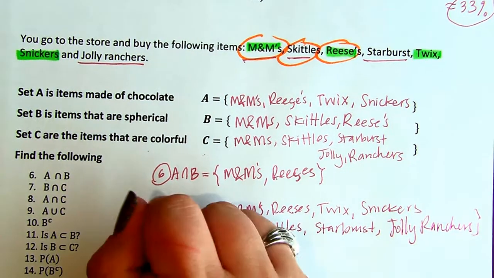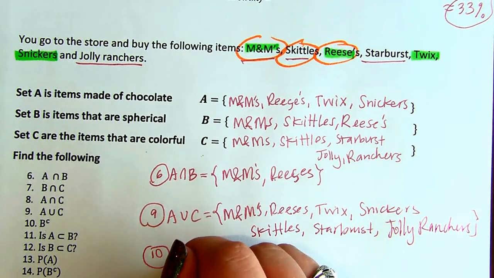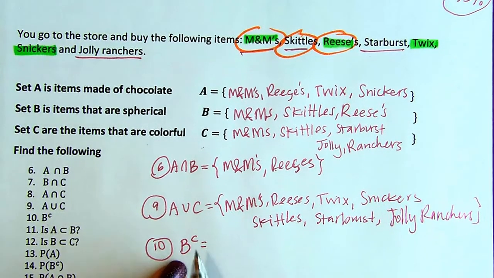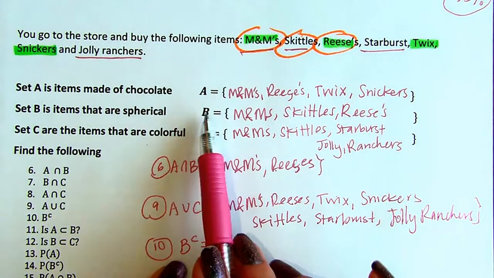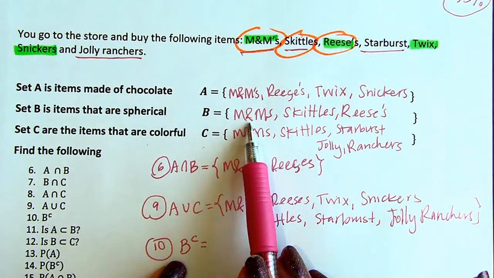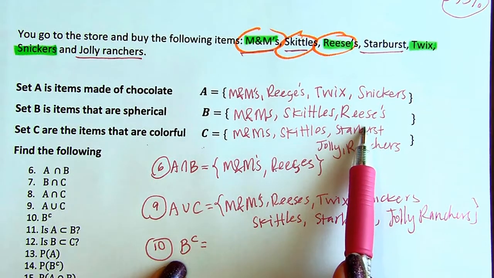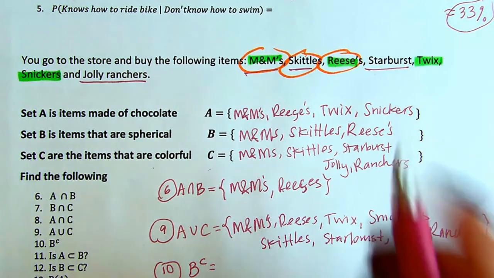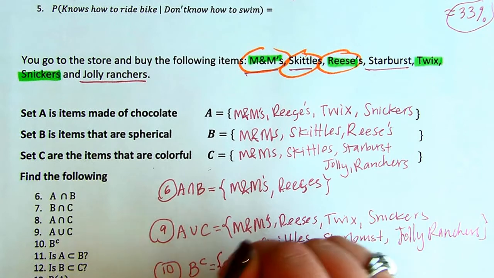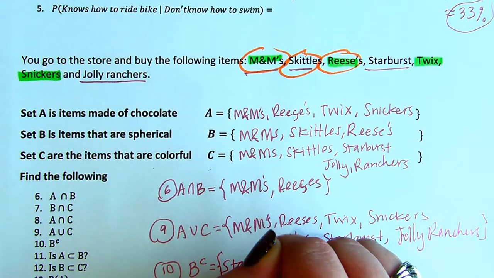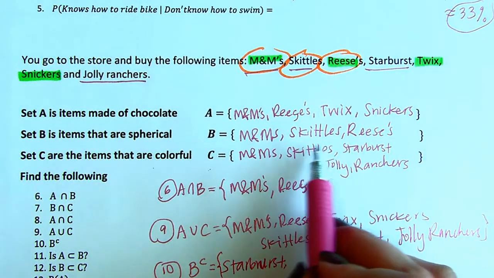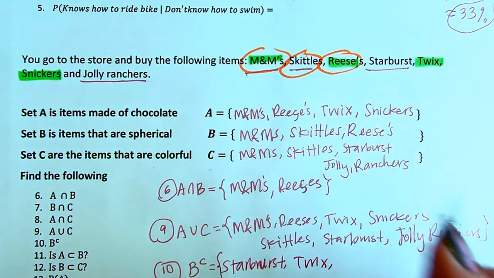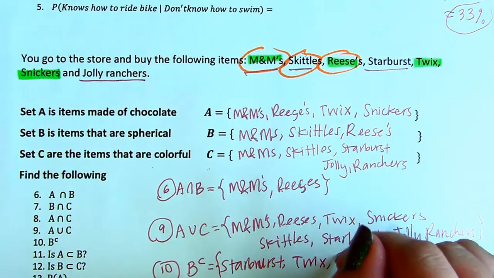10, the complement. B complement. So complement is everything that is not inside of B. So if I look at my B bubble here, I have M&Ms, Skittles, and Reese's. I want everything else in the universe that is not those three things. So we're going to have Starburst, Twix, Snickers, and Jolly Ranchers.